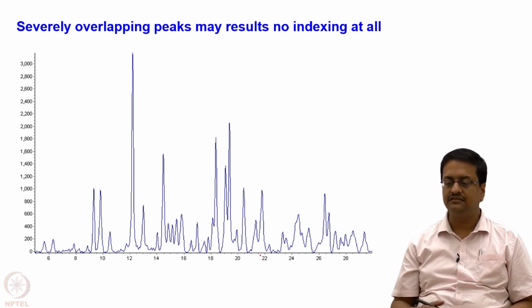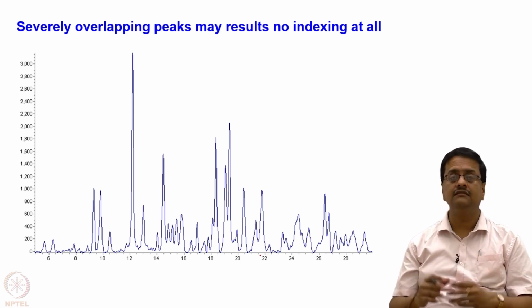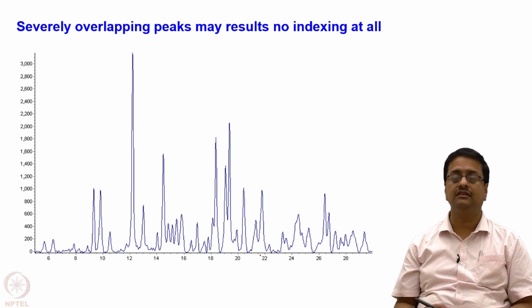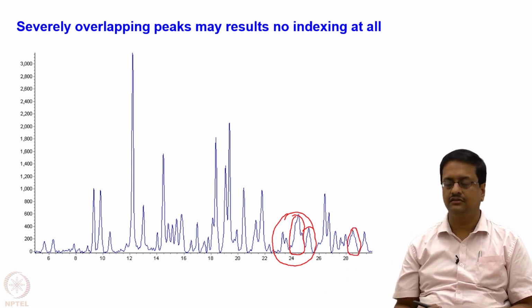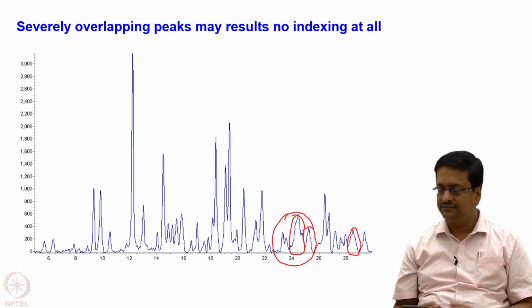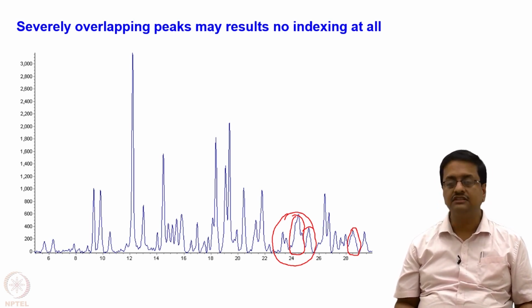Severely overlapping peaks also may result in no indexing at all, which means if the d values are very close for one particular sample, then also the indexing software will fail. If you concentrate on this region, you can see that the peaks around here, peaks around there, and also peaks around there are merging one on top of the other, and hence the indexing software cannot do justice to this particular pattern.